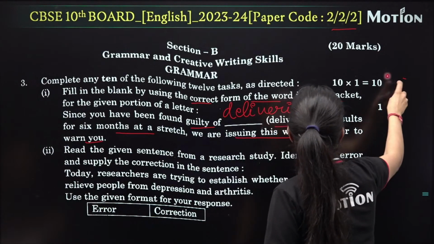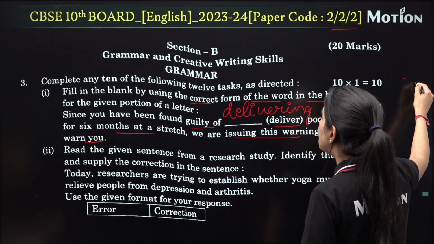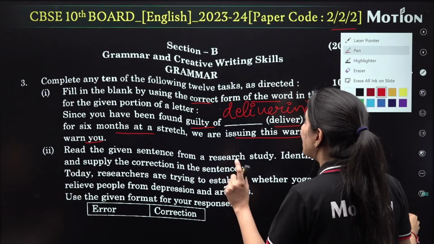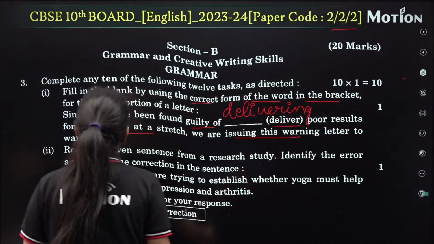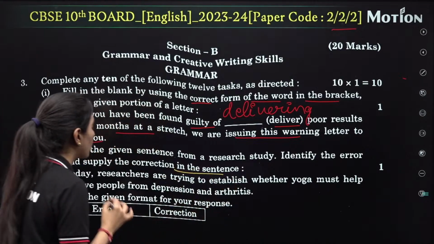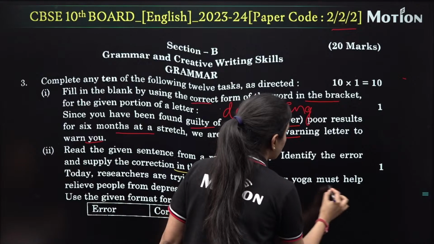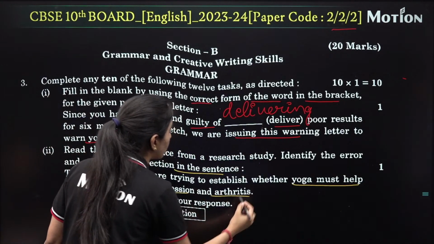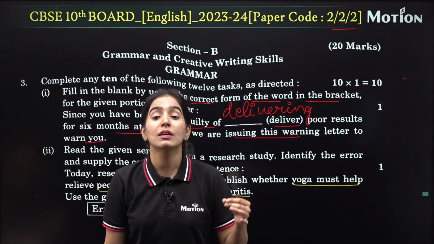Okay, so let's move towards the next question now. The next question says: read the given sentence from the research and identify the error. You have to find out the error. Identify the error and supply the correction in the sentence. So the sentence is: today researchers are trying to establish whether yoga must help relieve people from depression and arthritis. So whether yoga must help, how can it be a compulsion?